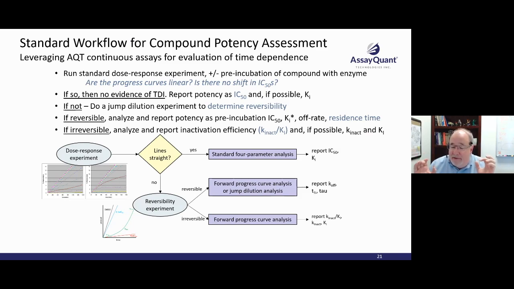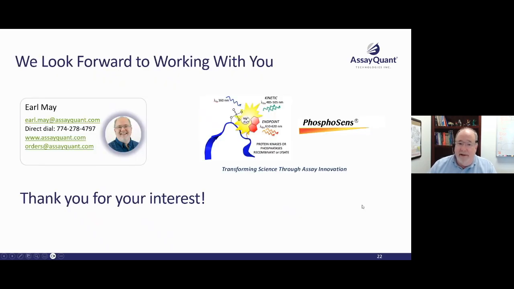And those are absolutely vital for measuring the potency of irreversible inhibitors. If you are driving your SAR with IC50s for irreversible inhibitors, you should take a close look at what you're doing. If you read a paper that reports IC50s for irreversible inhibitors, you should probably put that paper aside.